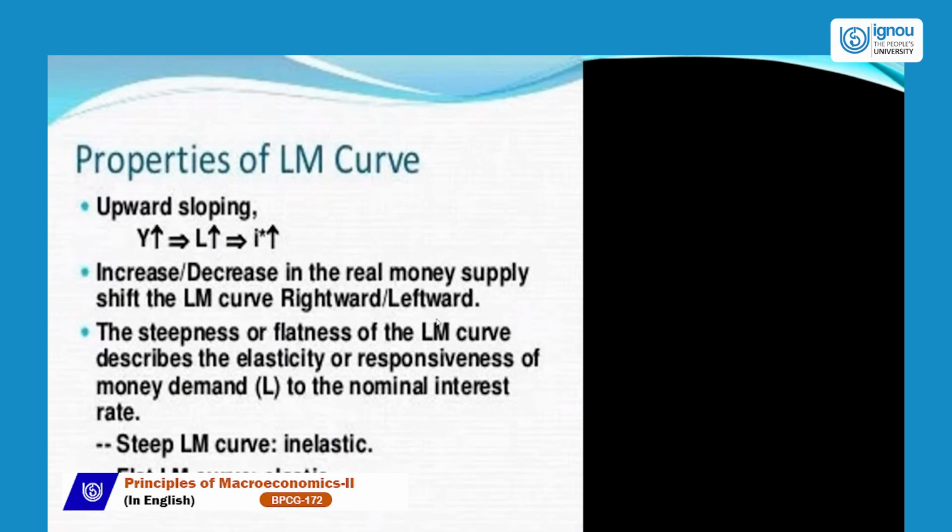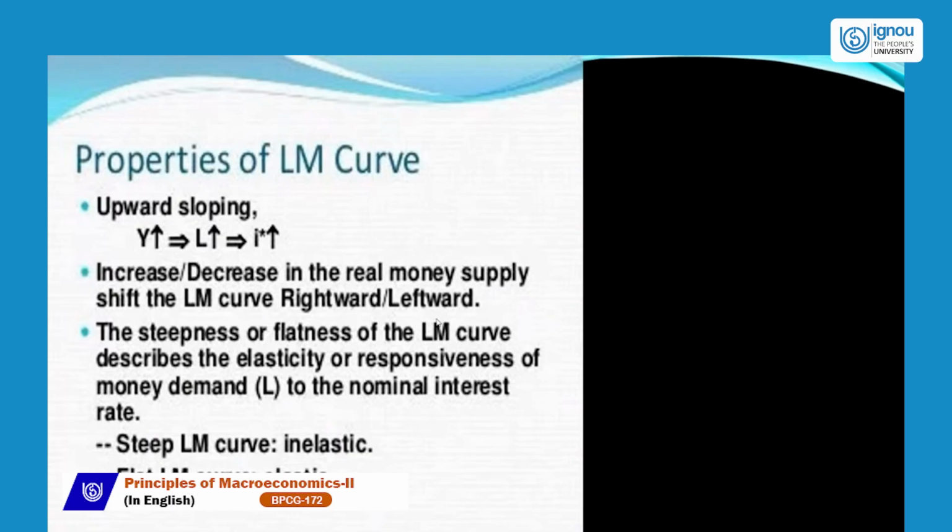Because we assume that money supply is constant and it's not affected by the rate of interest. So if money demand increases, rate of interest will rise. If money demand falls, then rate of interest will fall. So, due to rise in income level, money demand will rise or liquidity preference will rise, and due to rise in money demand, rate of interest will also rise.